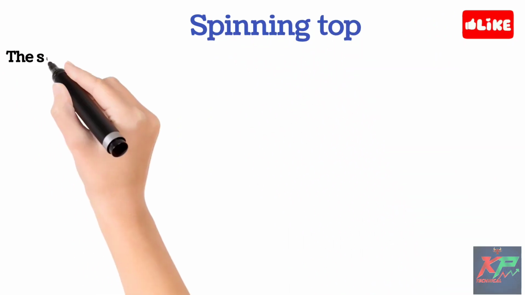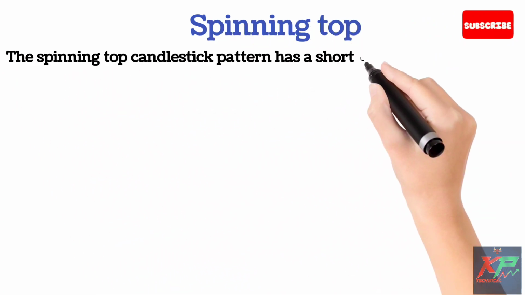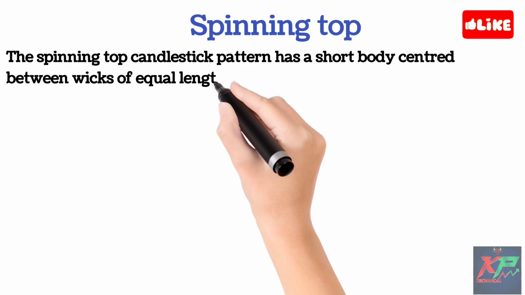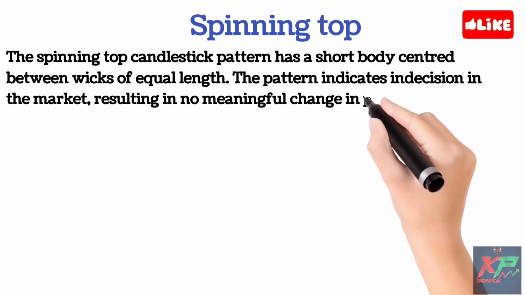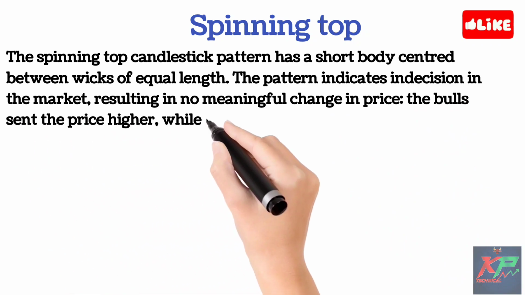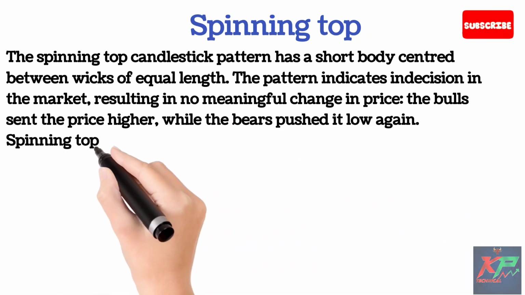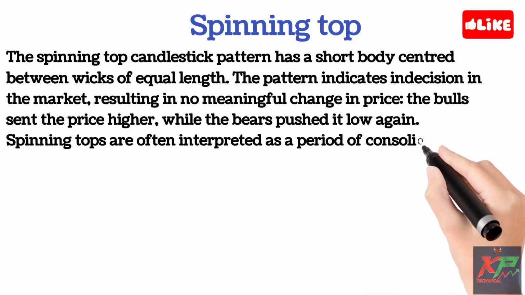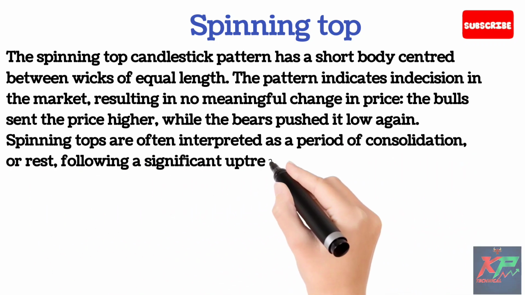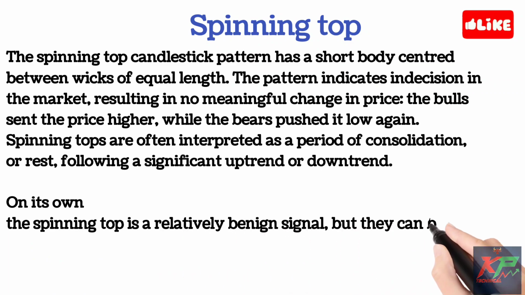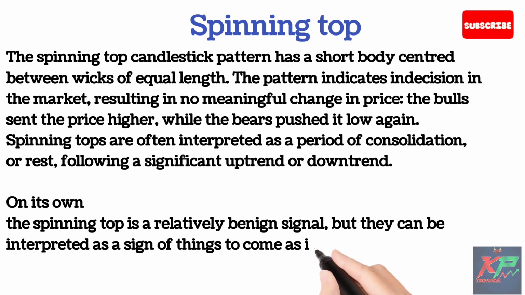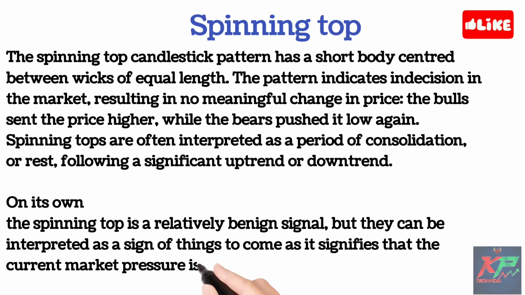Spinning top: the spinning top candlestick pattern has a short body centered between wicks of equal length. The pattern indicates indecision in the market, resulting in no meaningful change in price. The bulls sent the price higher, while the bears pushed it low again. Spinning tops are often interpreted as a period of consolidation or rest following a significant uptrend or downtrend. On its own, the spinning top is a relatively benign signal, but it can be interpreted as a sign of things to come, as it signifies that the current market pressure is losing control.